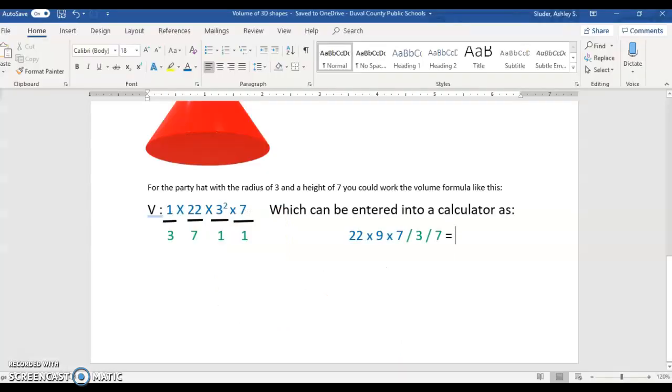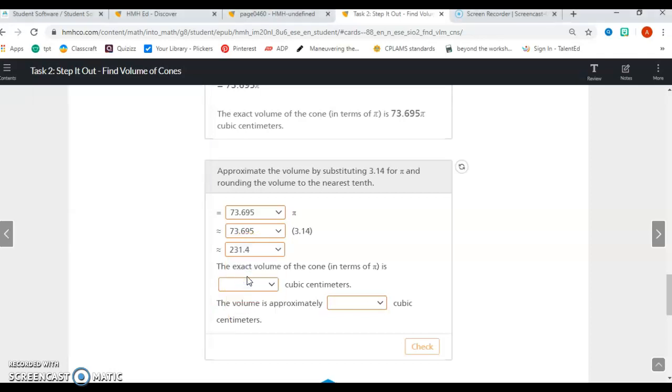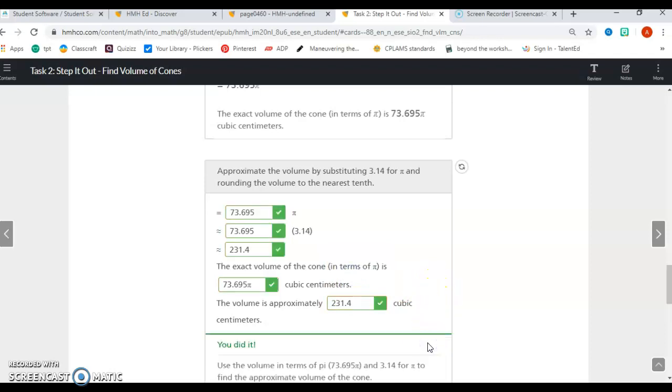So calculator, please. Nope. Calculator, please. Thank you. 73.695 times 3.14 equals 231.4. So we know the exact volume of the cone in terms of pi is 73.695 pi, but we can approximate using 3.14 to find the volume, 231.4. Awesome. Let's keep going.